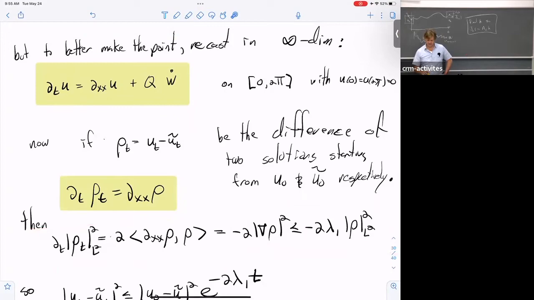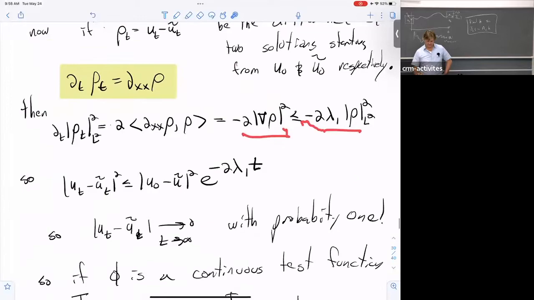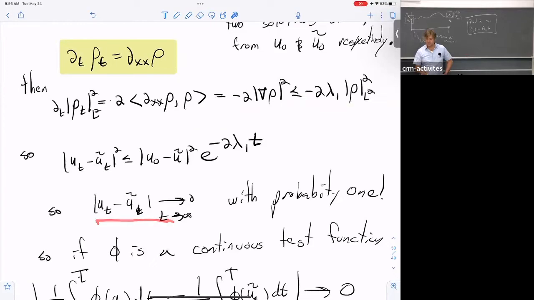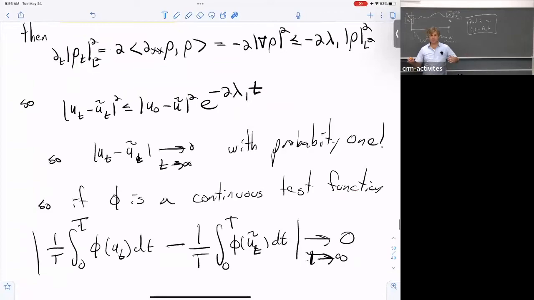Multiply by rho, integrate by parts here. Not noisy integration by parts, but just regular L2 integration by parts. Use the fact that I have a Poincaré estimate because I'm on Dirichlet boundary conditions. And so I get this estimate, and what does that mean? That means that these paths converge to each other with probability one. In that same argument I made before, with my coupling argument, I made them meet at time t and stick together forever. Now I could just make the paths agree asymptotically as they go out to infinity. So I could use a test function which is continuous, or Lipschitz one if you want.